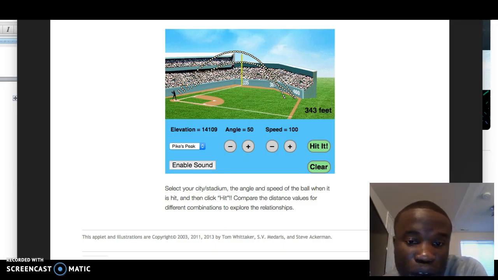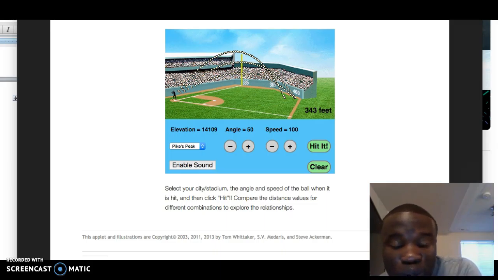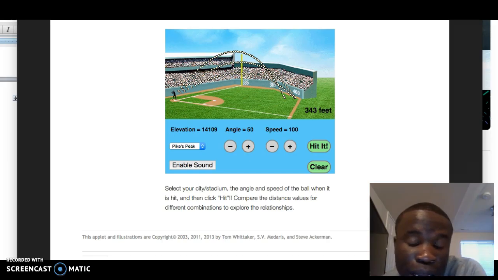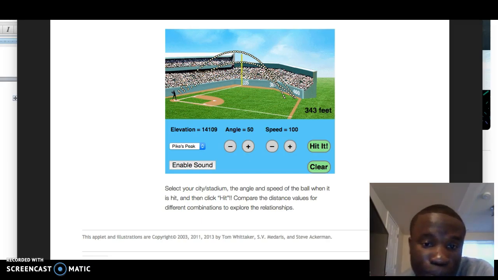The first one we'll focus on will be elevation. We will start with the lowest elevation and keep the same angle and the same speed to see what happens if we switch between elevations. Let's go ahead and get started on elevation.